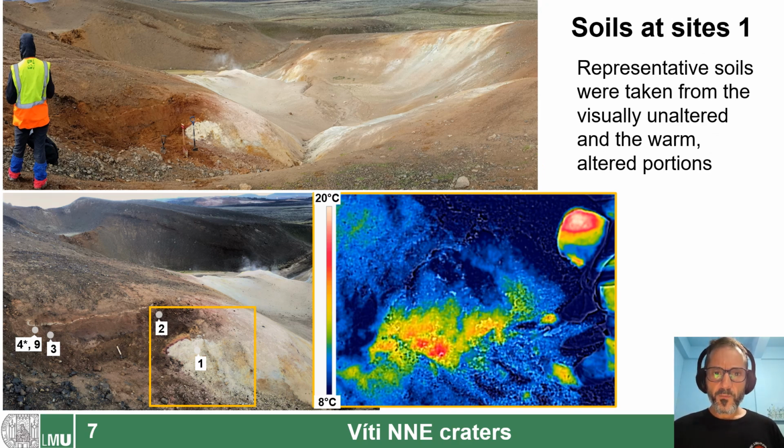At Site 1, the soils appear mostly cold and in a sort of unaltered state, but warm up significantly in the white altered portion, reaching temperatures around 20 degrees C. The site offers an ideal location to study the variability within soil layers and to assess how the alteration affects them.